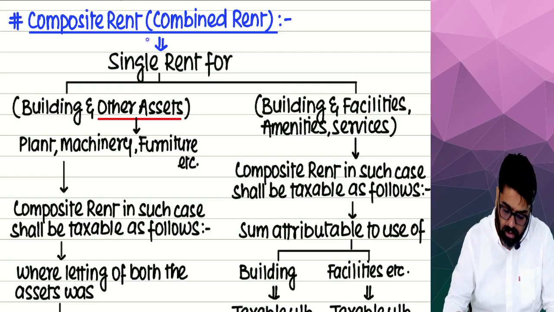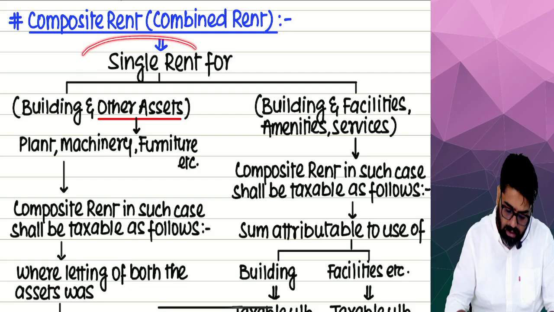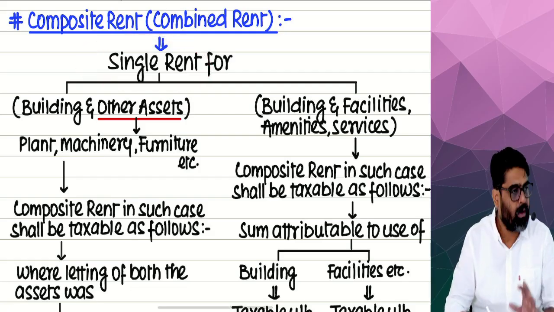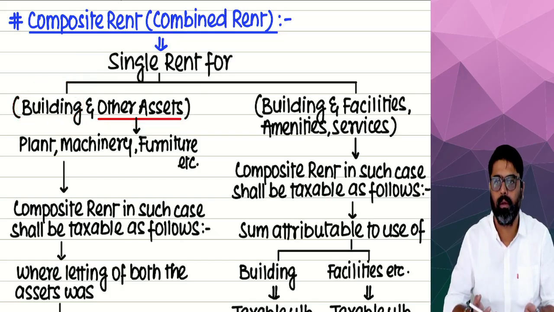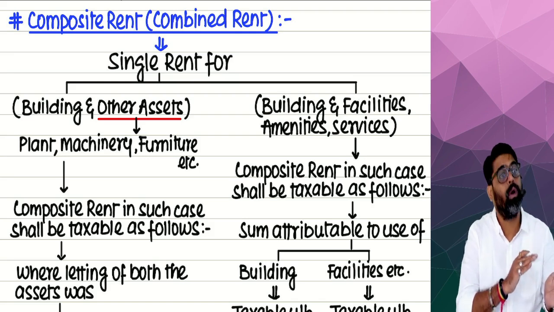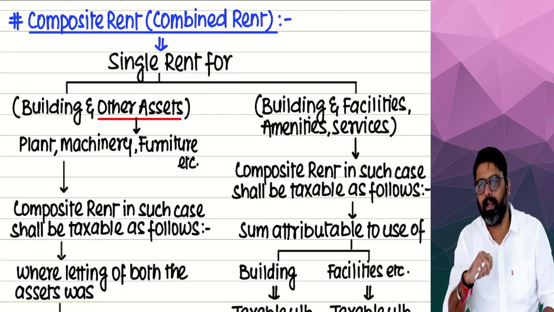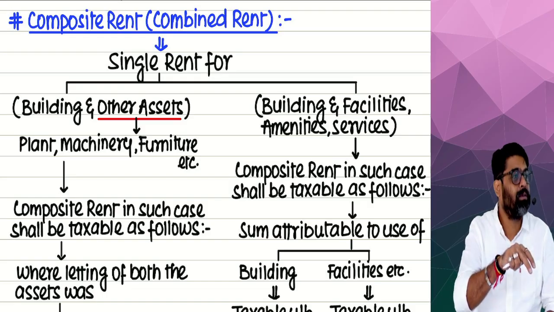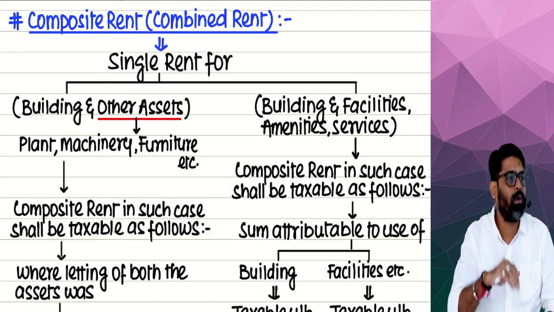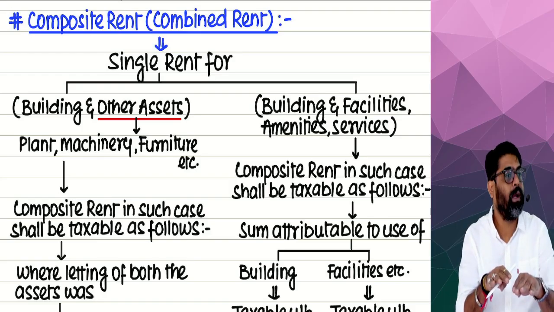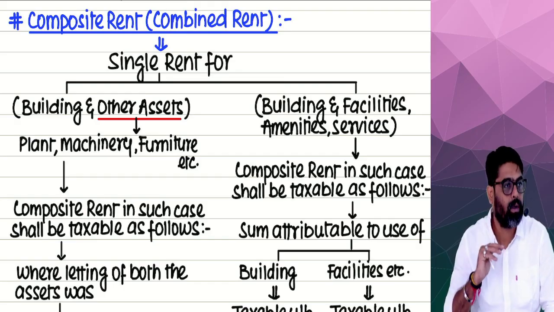Composite rent means combined rent. Meaning that it is a single rent which you get after letting out your building along with some assets. So you have one building and you have some assets, and you are letting out your building along with those assets. Meaning you are letting out two assets, one asset being the building and the other the other assets. For two assets you should get two rents, no? But you are letting them together and getting one amount of rent. That one amount of rent is known as composite rent or combined rent.